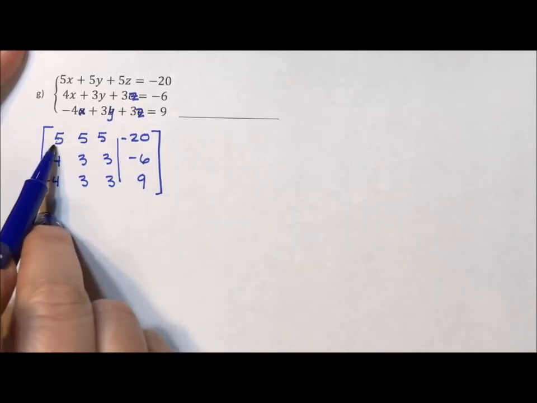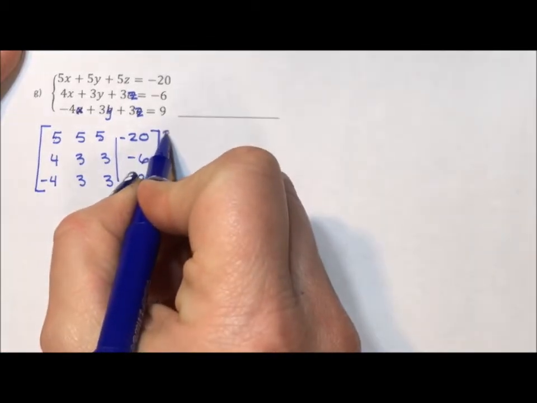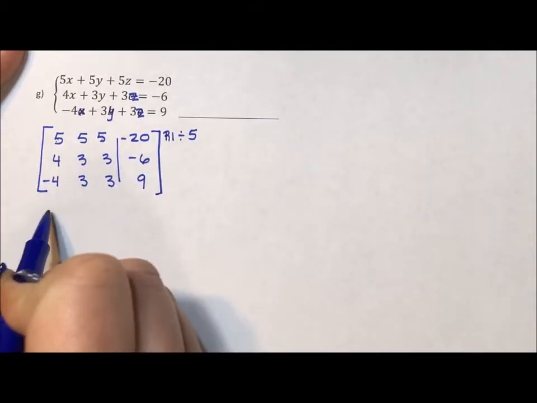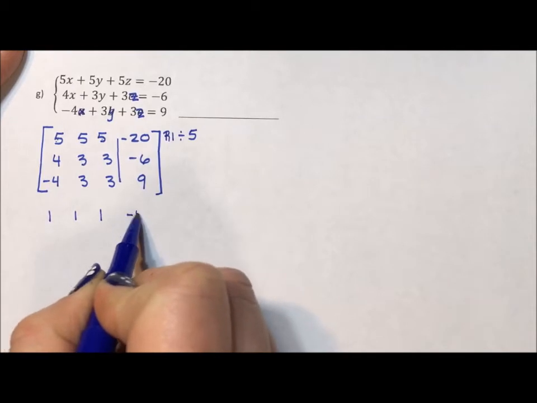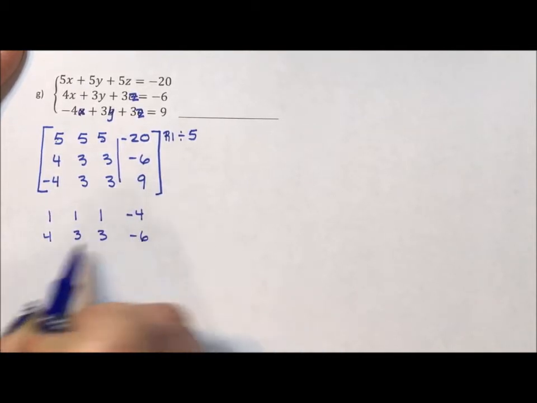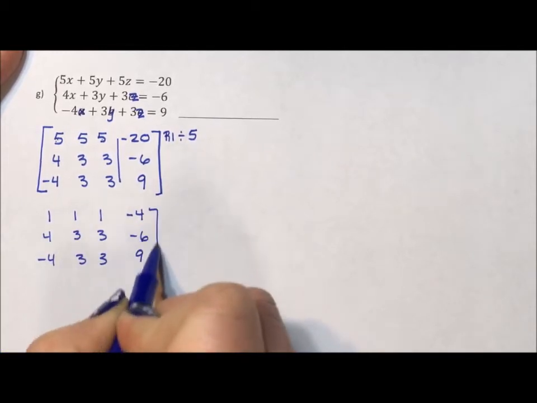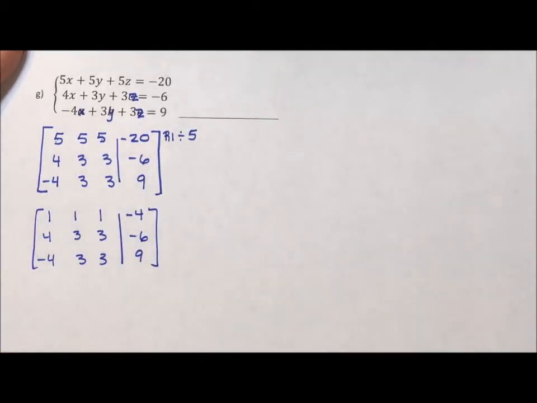It looks like the easiest way to get this number a 1 is to take row 1 and just divide it by 5. If I do that, I have 1, 1, 1, negative 4. But everything else is going to stay the same. 4, 3, 3, negative 6, negative 4, 3, 3, 9, brackets to make it a matrix, and a line to make it an augmented matrix.